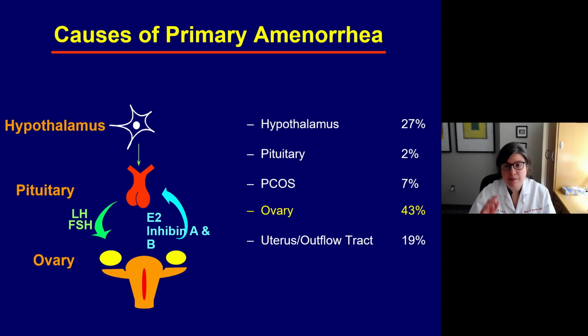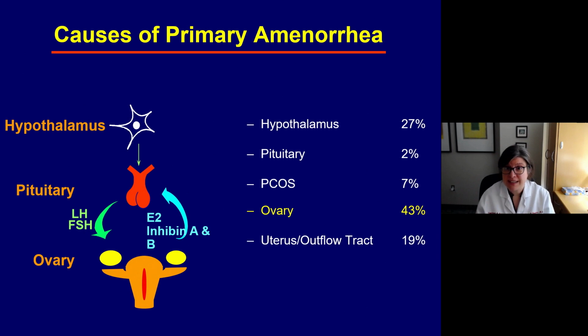So thinking about primary amenorrhea and the different etiologies (hypothalamic, pituitary, ovarian, uterine outflow tract, or PCOS), we see that ovarian etiologies are the most common at 43%, followed by hypothalamic at 27%, and then uterine outflow tract at 19%. And many of these ovarian etiologies are genetic, chromosomal etiologies, Turner syndrome, and the like.